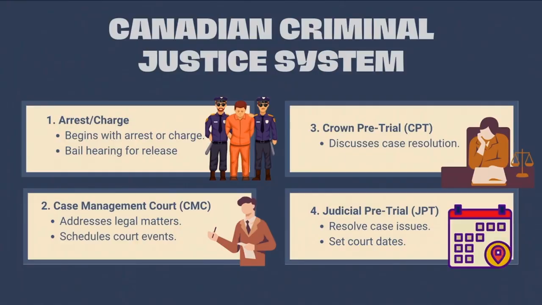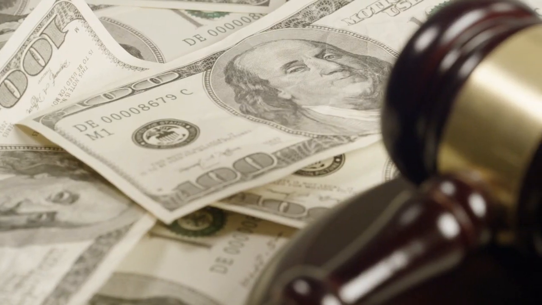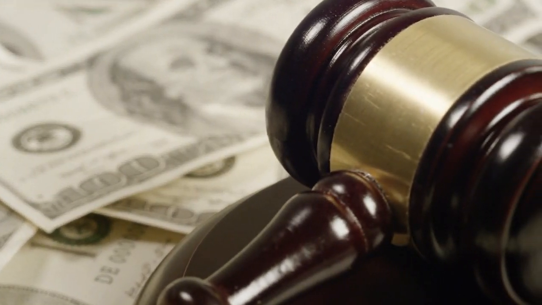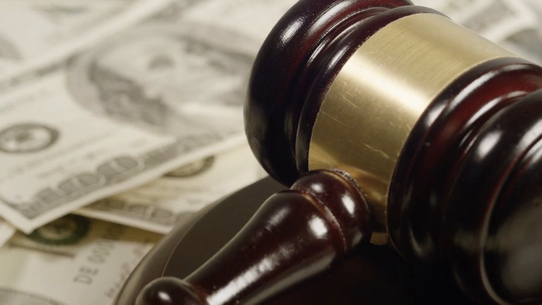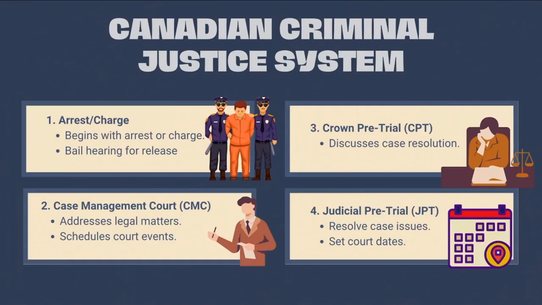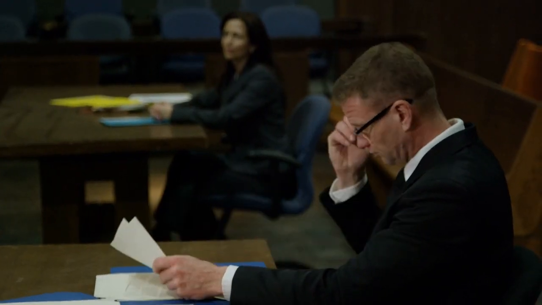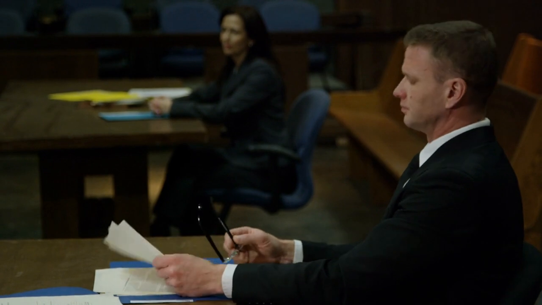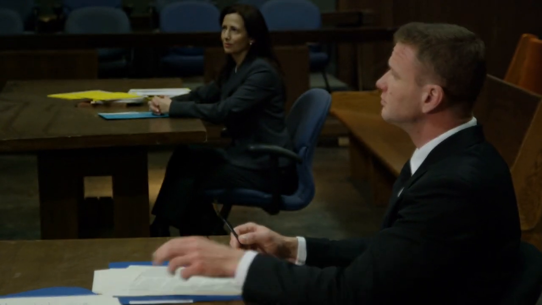Next up, we have bail hearing. It's like a judge or a justice of the peace making a decision. Should we let this person go or should they stay in jail? The Crown, that's the lawyer for the government, plays a role here too. A lawyer will be there to represent the person, either a duty counsel or their own lawyer.